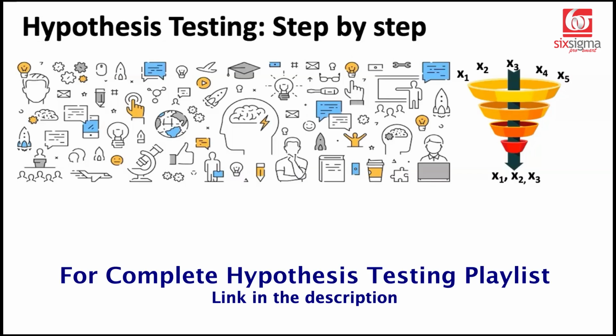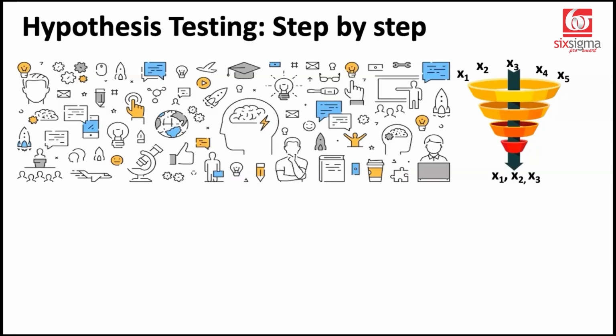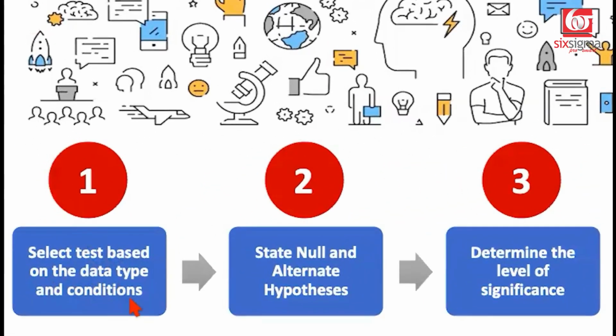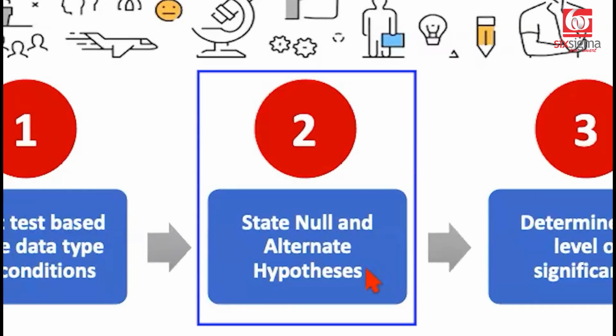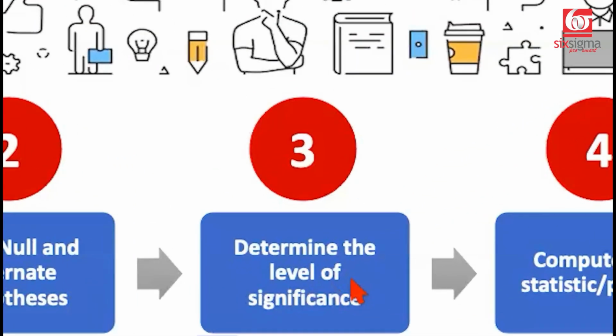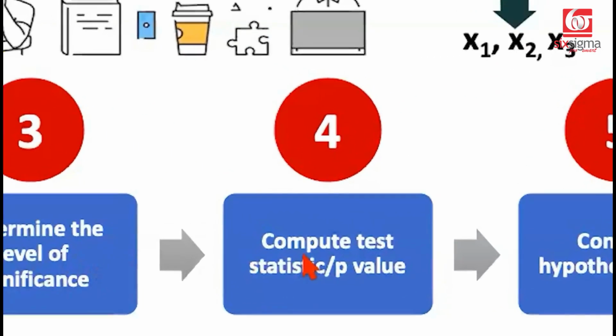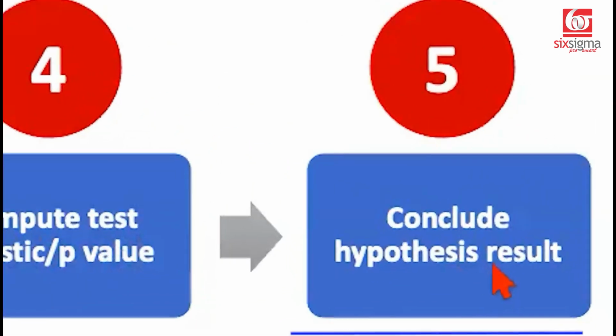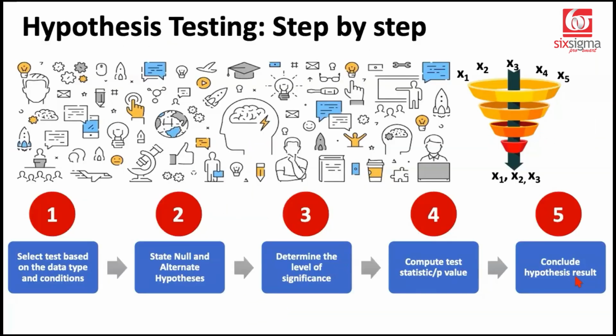It's a step-by-step process, more or less uniformly described in books and tutorials. Let's look at the step-by-step process. So we begin by selecting a test based on the data type and conditions. Then we state a null and alternate hypotheses. Then we determine the level of significance. Then we compute a test statistic or a p-value. And finally, we conclude the hypothesis result. So throughout the journey of hypothesis testing, we will be following this step-by-step process.